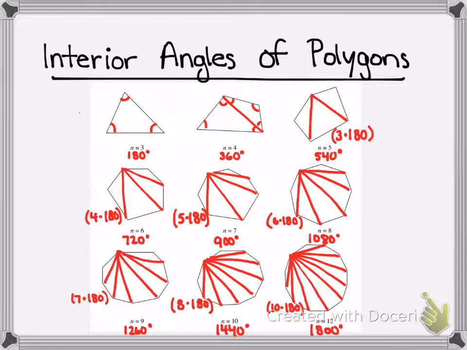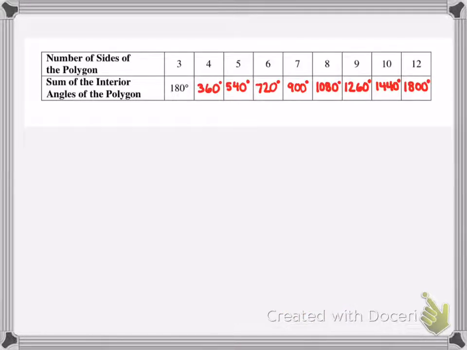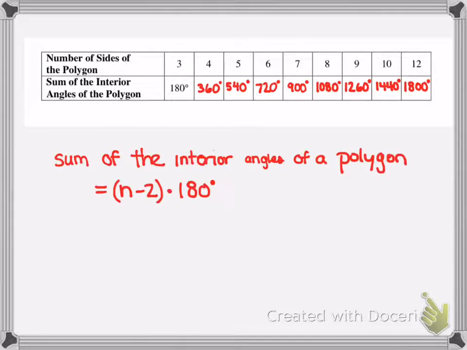Now, if we continue on, we could organize this information in a table, and we could summarize the pattern that we just got this way. The sum of the interior angles of a polygon equals the number of side lengths minus 2, that quantity times 180 degrees. We can also rearrange this to look more simply like the quantity 180 times the quantity n minus 2.